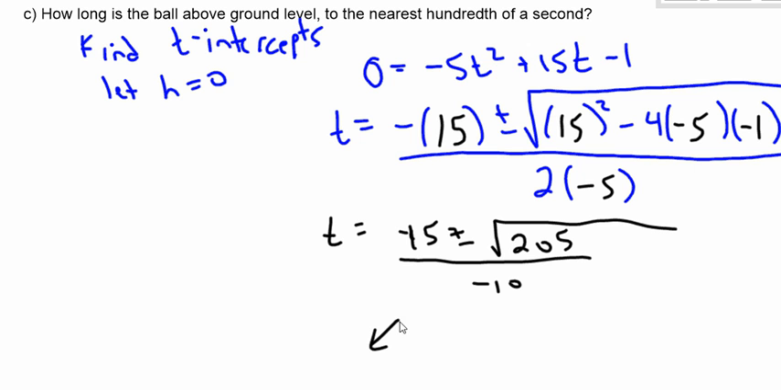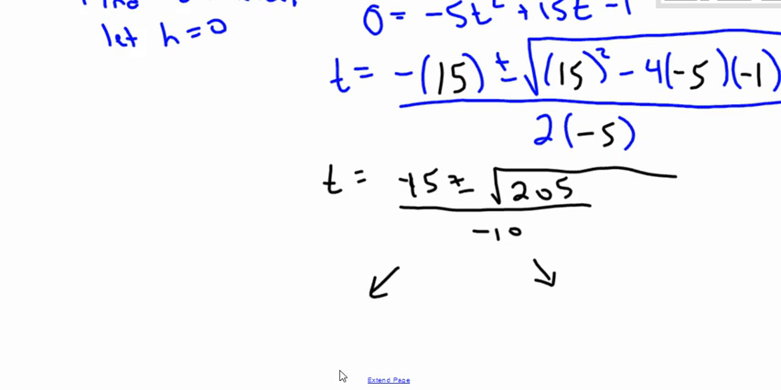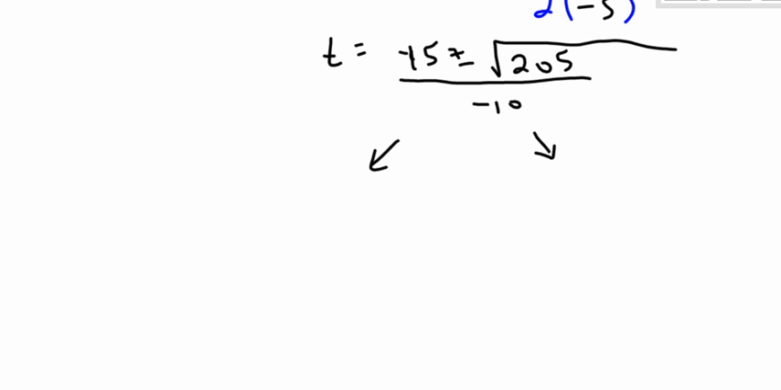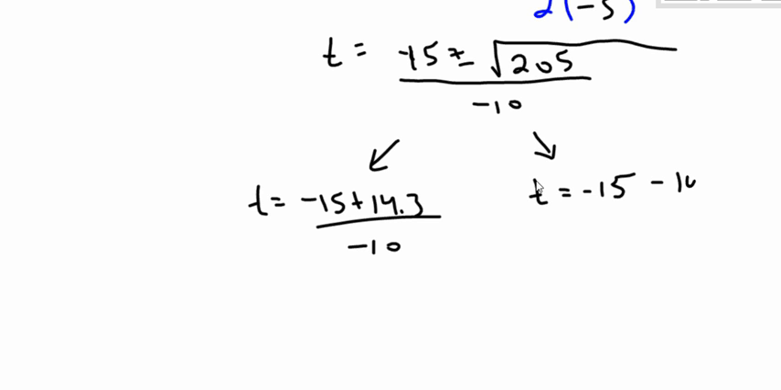So I'm going to split this now into two different answers and calculate what the square root of 205 is. So the square root of 205 is about 14.3. So one value for t will be negative 15 plus 14.3 divided by negative 10. And the other value will be negative 15 minus 14.3 divided by negative 10. So doing both of those calculations, I get one t value of 0.07 and one t value of 2.93.